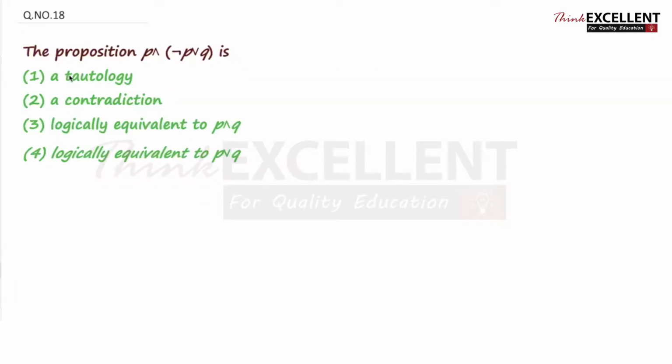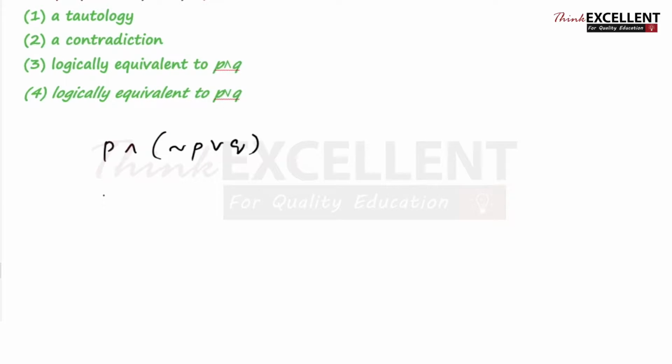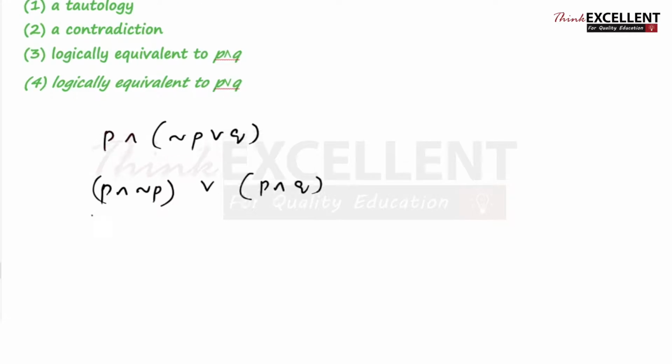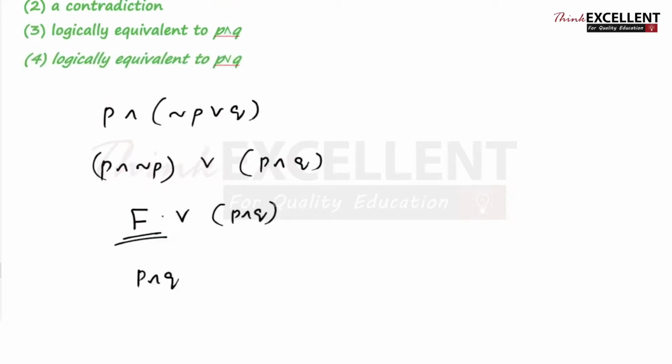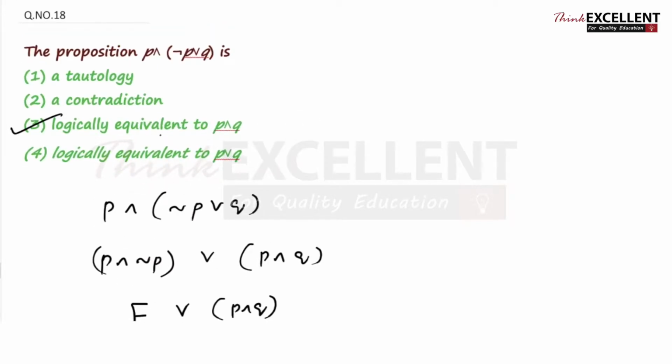Now, question number 18. The proposition P meet (negation P join Q) is. Please listen very carefully. You can expand it, distributive law. P meet negation P, join P meet Q, right? P meet negation P is actually A intersection A bar. Nothing is common, so empty set. Here, instead of empty set, you write F, contradiction. Empty set union A is A, right? So you are getting P meet Q. So the correct answer is the third one, logically equivalent to P meet Q.